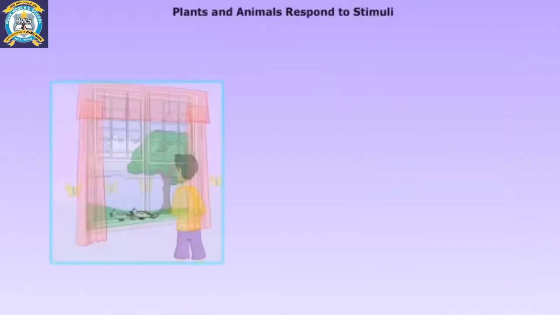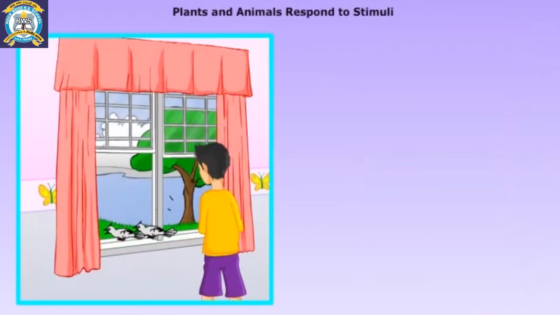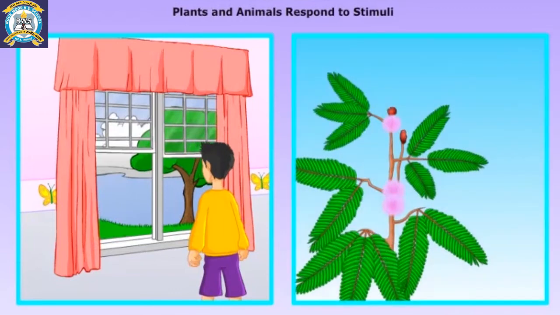Animals have sense organs such as eyes, nose, and ears, so they respond to sight, sound, or other stimuli. Plants do not have sense organs, but they do respond to stimuli. For example, the leaves of a touch-me-not plant fold up if you touch them.